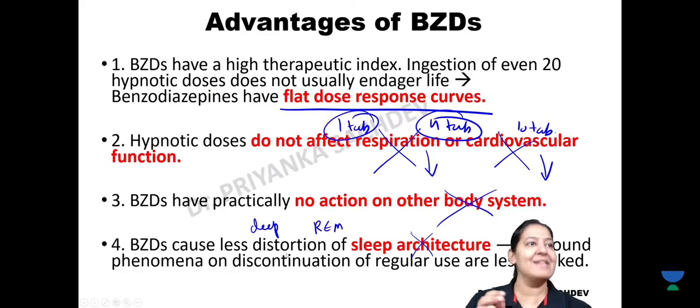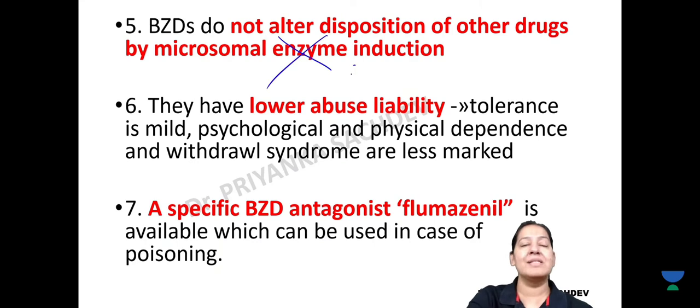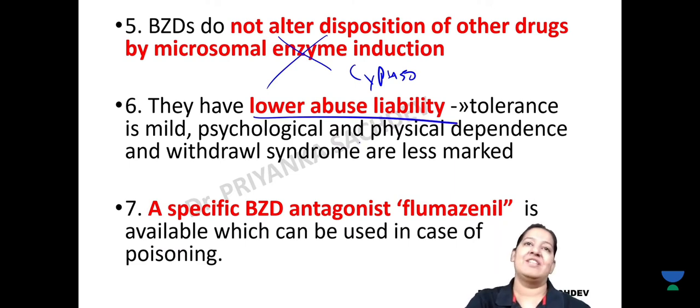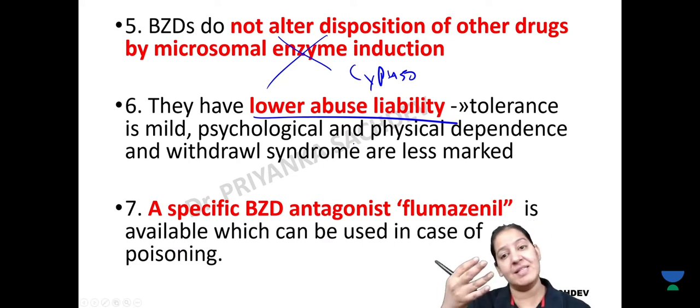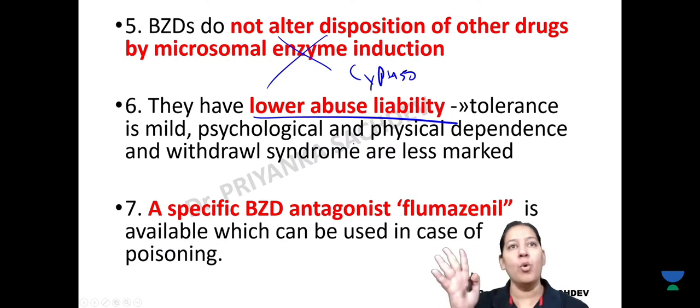Less enzyme inducing activity, or rather no enzyme inducing activity. It does not activate any microsomal cytochrome P450 enzyme like barbiturate. So it can be given with other drugs. Low abuse ability. After taking barbiturate, the person has abuse and dependency. He has to take it daily for the pleasurable effect, not for the sleep. But benzodiazepine has low abuse, not none, but lower.